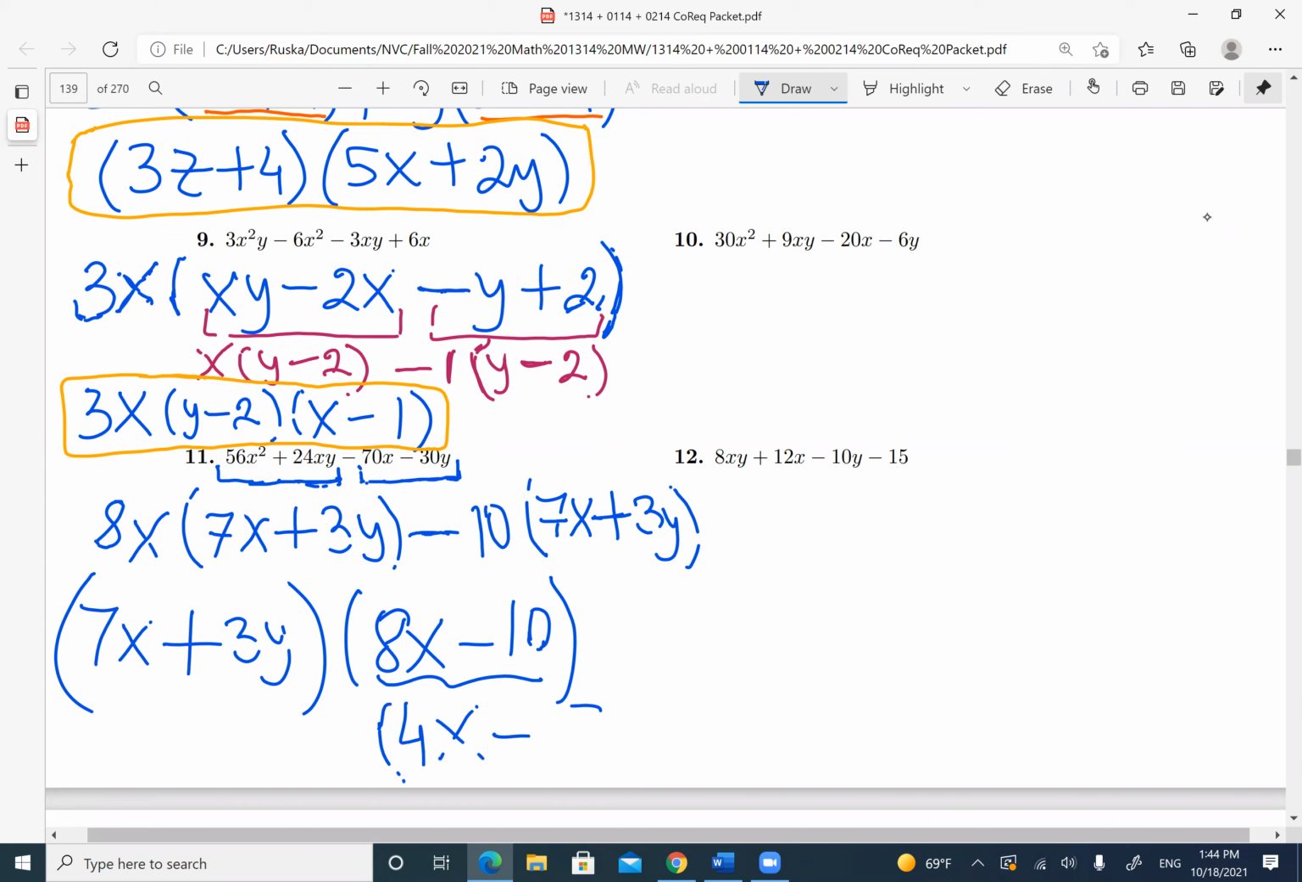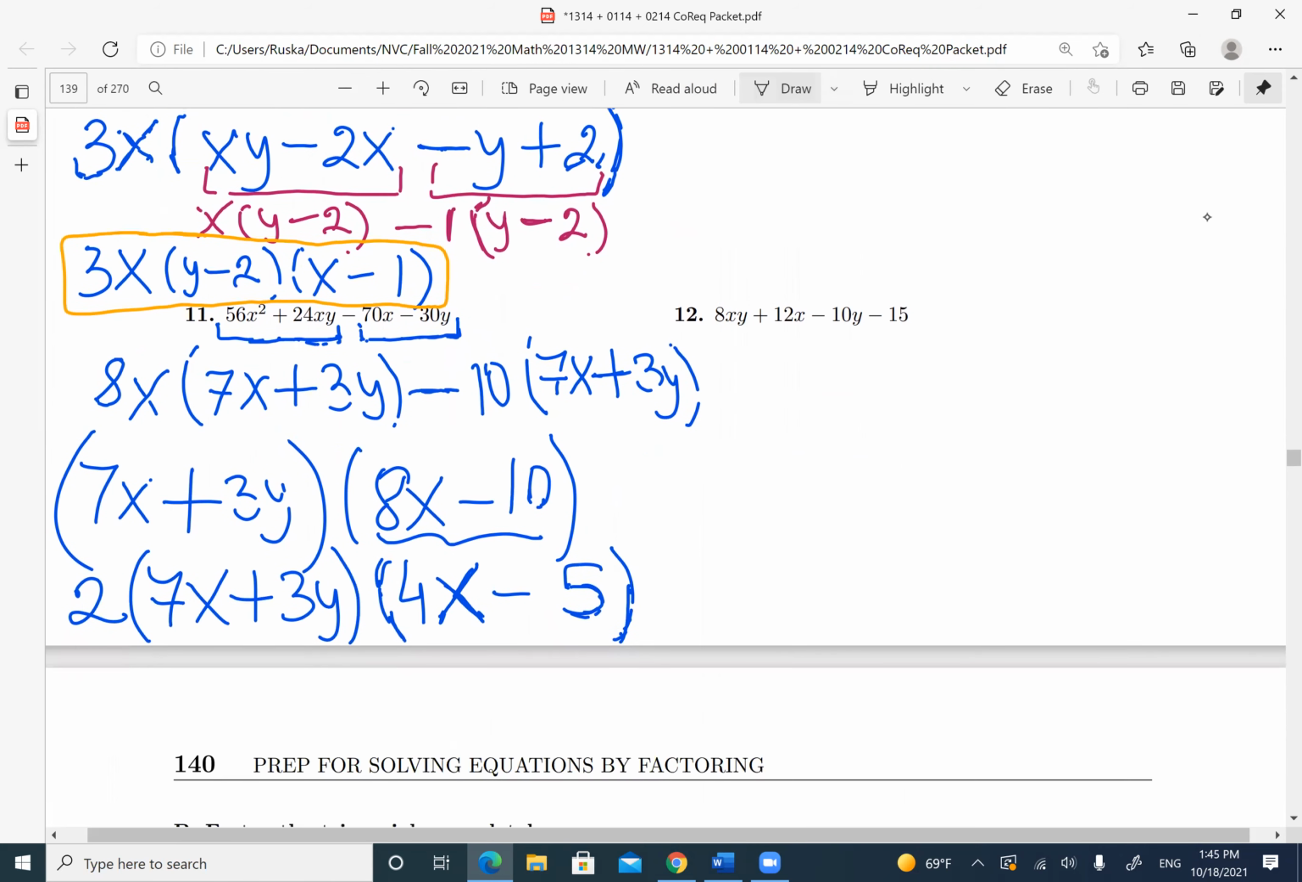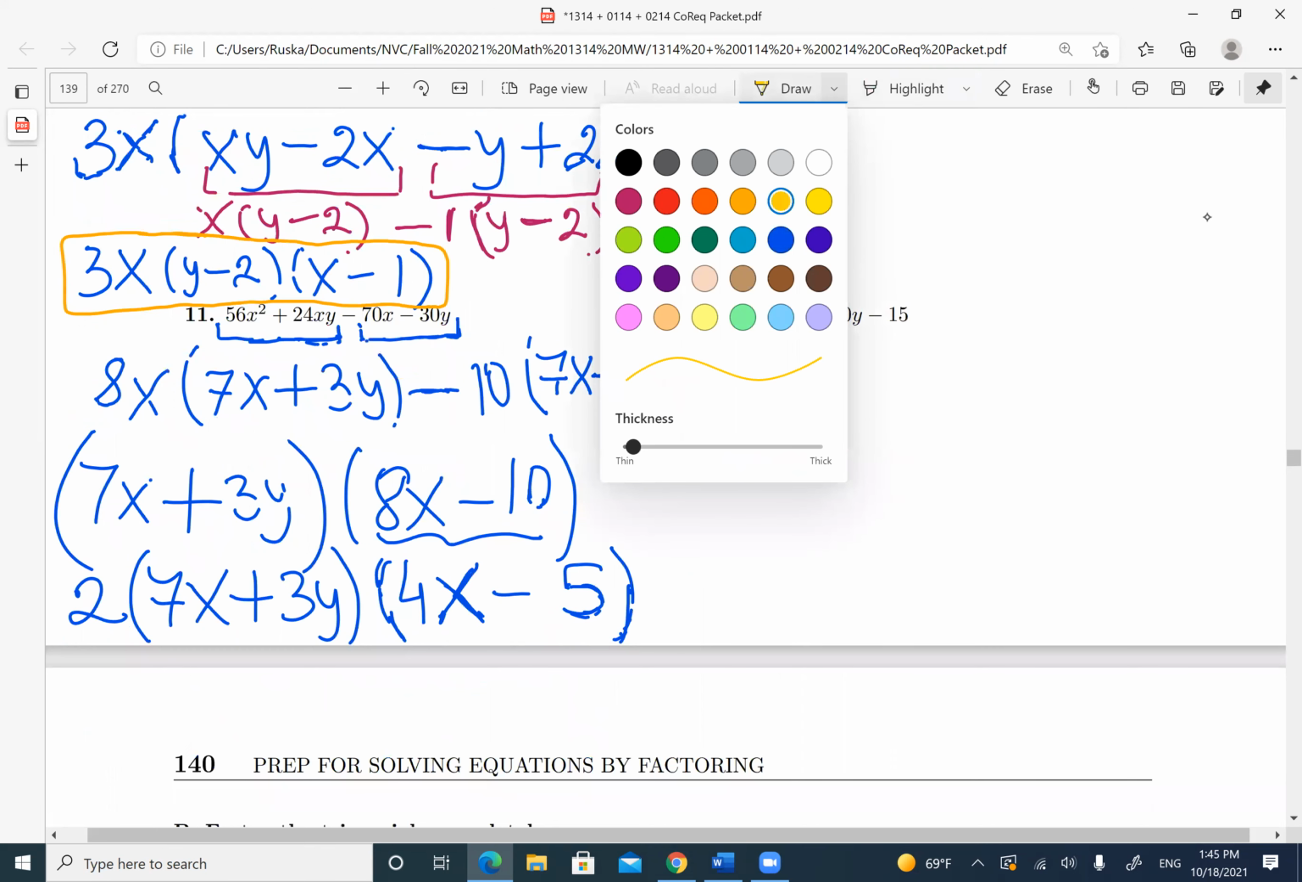And when you pull out 2, what is left? 4x minus 5. So every time when something is left, we didn't see that 2 is in common. All of those are even numbers. But even if you don't see it, after you factor it, you can see that there's something in common. So I'm gonna pull out 2, and the 2 is gonna go in front, and then bring down the 7x plus 3y. Like that. Okay? Any questions? So that's my final answer.